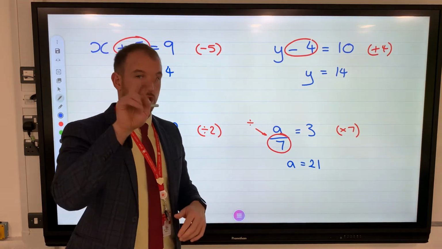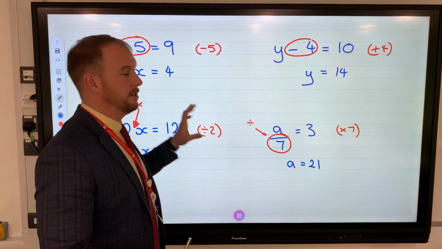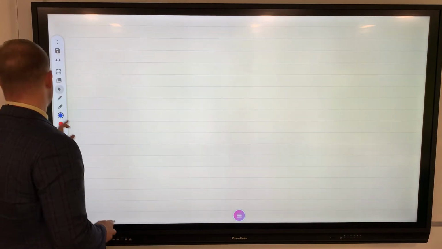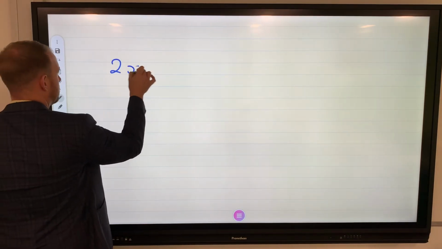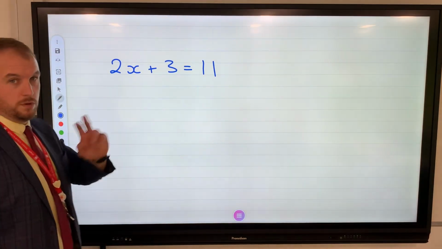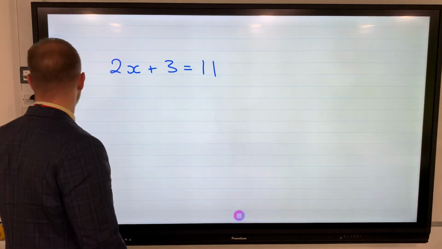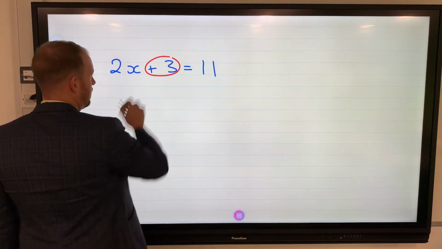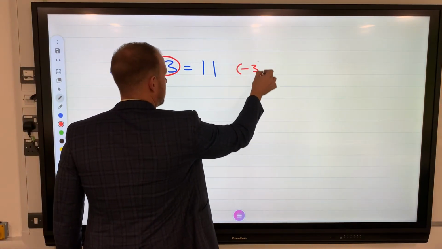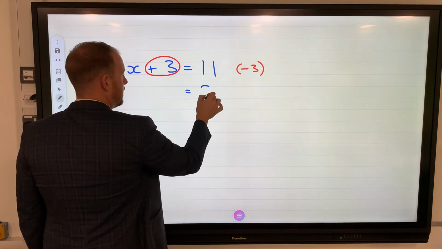They are one-step equations. We're now going to look at two-step equations where we are going to be combining some of these operations. So let's look at if I had 2x plus 3 equals 11. Okay, I've got two steps. I've got a 2x and I've got a plus 3. First things first, I'm going to use my inverse operation to solve. Inverse of plus 3 would be to take away 3. So therefore, 11 take away 3 is 8.